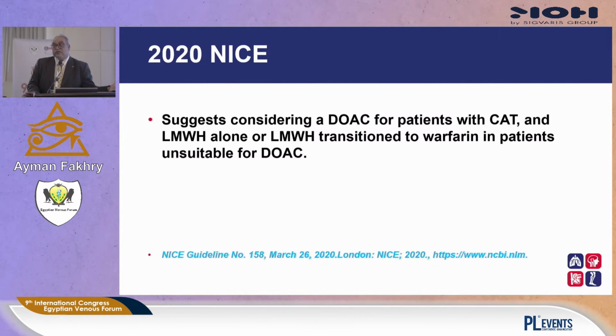This is another revolution. We all know previously warfarin has no role in maintenance therapy of malignancy, but now it has a role if the patient has a contraindication to the DOACs. So this recommendation is great because it emphasizes the role of oral anticoagulants for maintenance therapy and not keeping the patient for life on low molecular weight heparin. This is another revolution. Let's see what's going on after 2020.